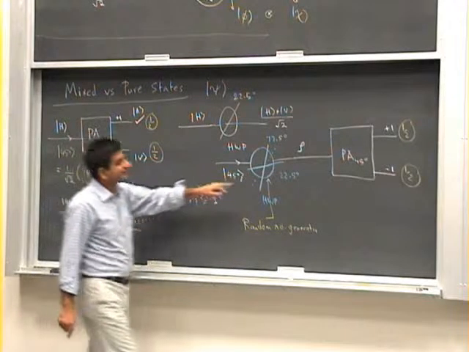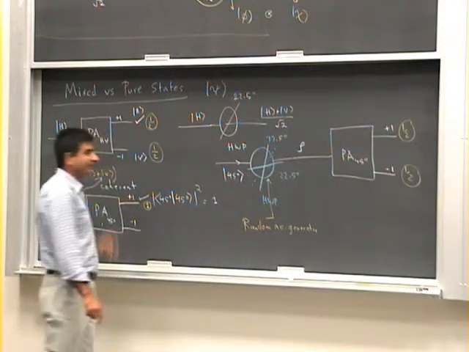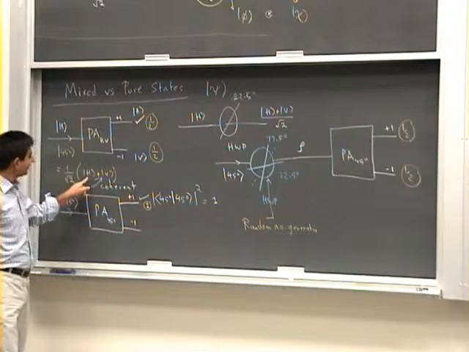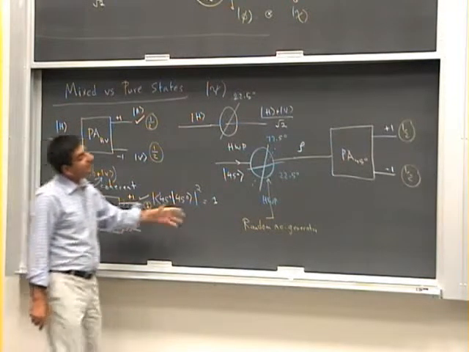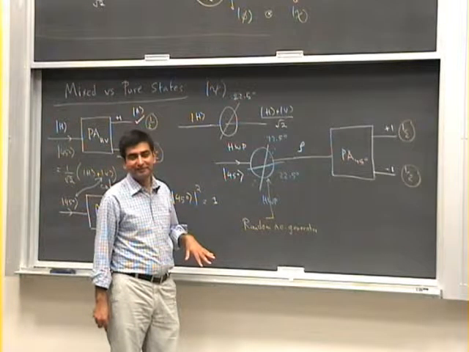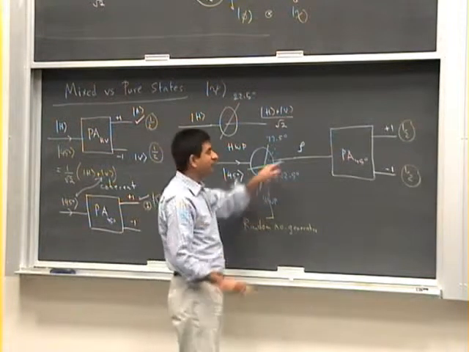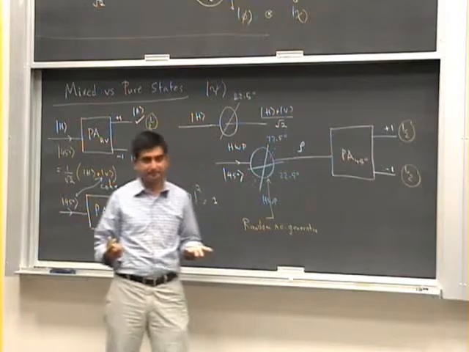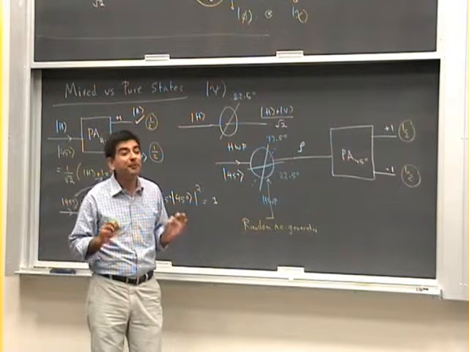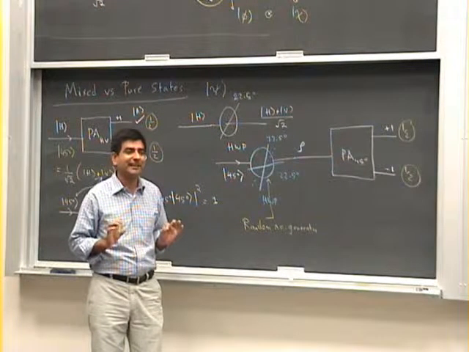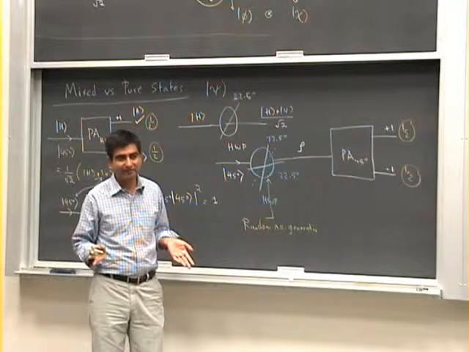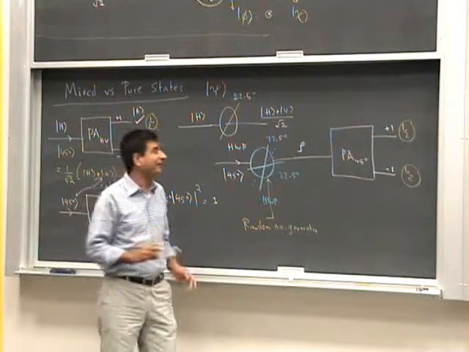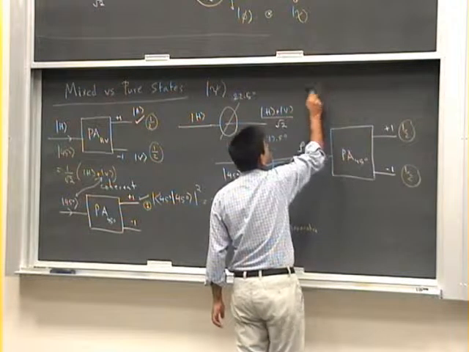So this state is really different from this state. And it's not a superposition of ket H. So this state has been prepared differently. And it is impossible to write this state as a ket. Okay? Impossible. You cannot write this as a ket that lives in a Hilbert space. It is an incoherent mixture.